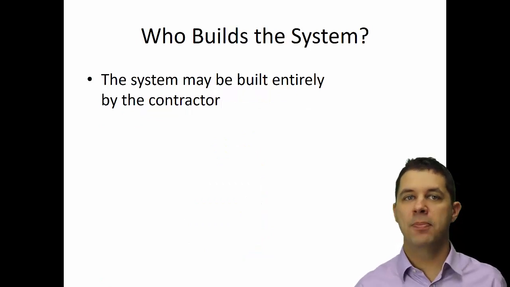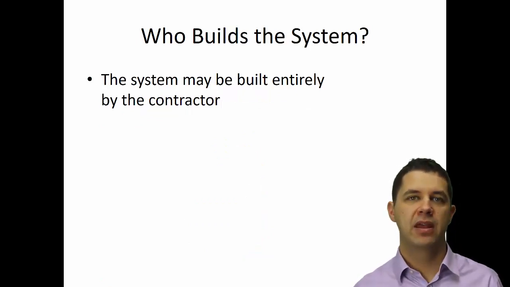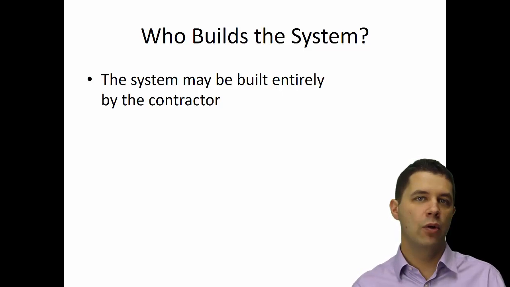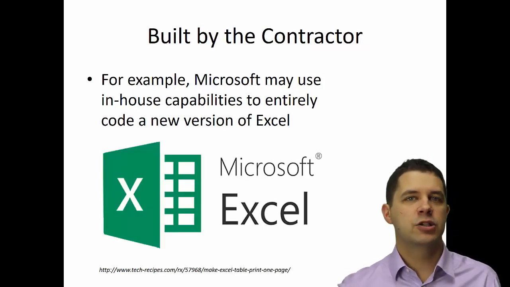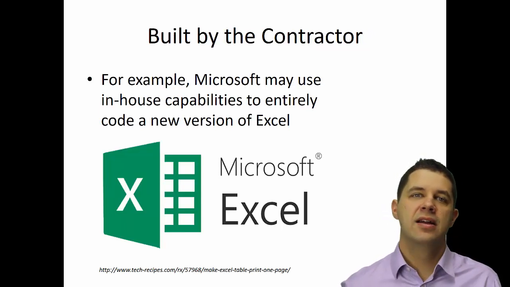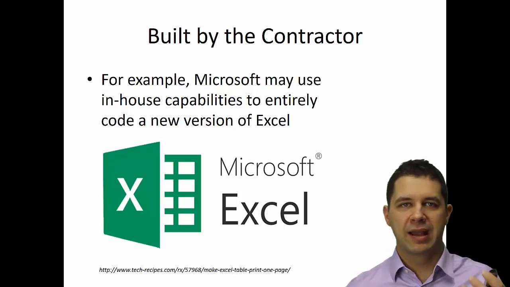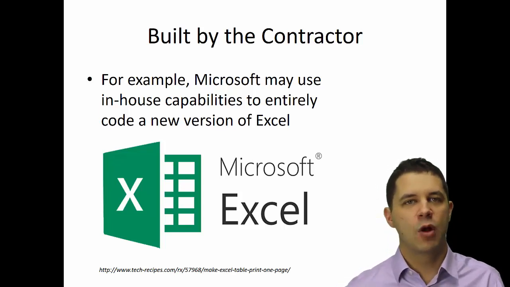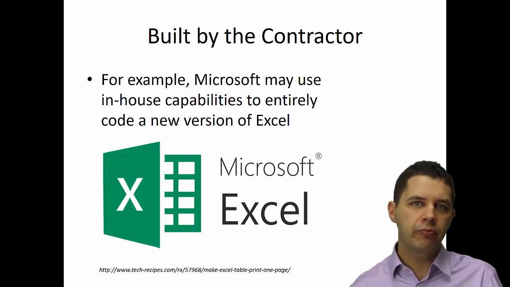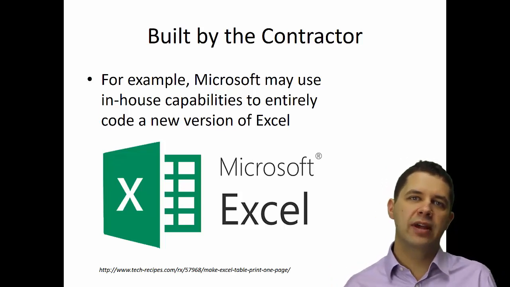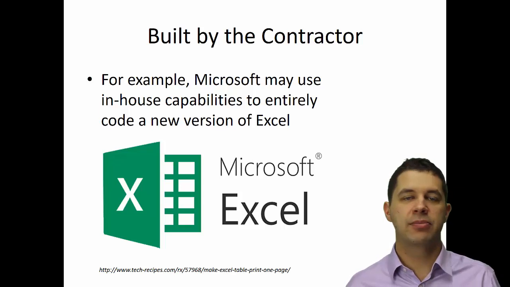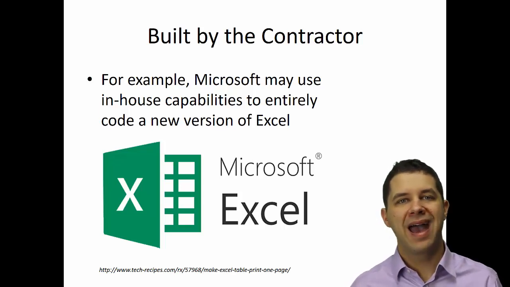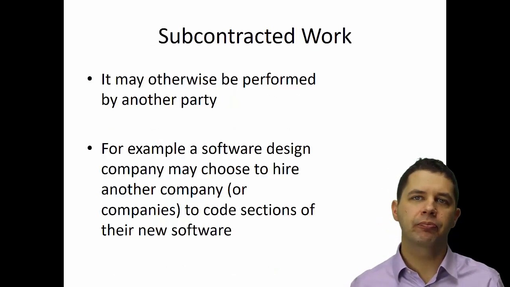And there's a few different ways this can be done. For example, the system might be entirely built by the contractor. It might be something the contractor says we have all the capability to do this and we'll do it. For example, Microsoft or a large software company may use all their in-house design teams to code up the new version of some software package, like a new version of Excel or something in Office. It's all in-house, they have all the capabilities there, or they've acquired the capabilities by buying out a company, which is something that happens a lot in the software world, and they actually design it there.